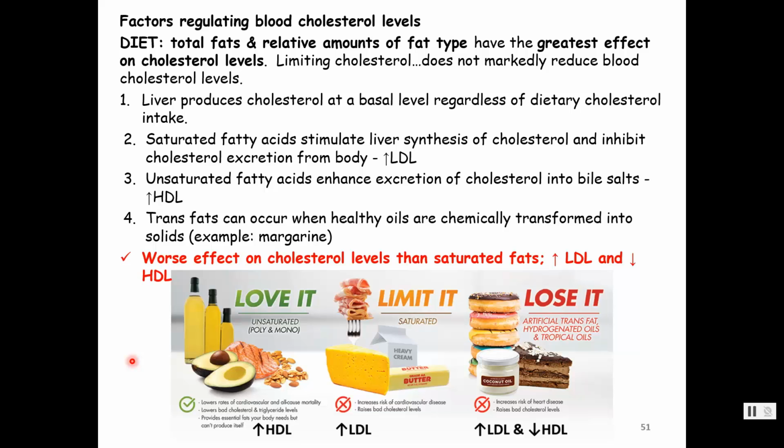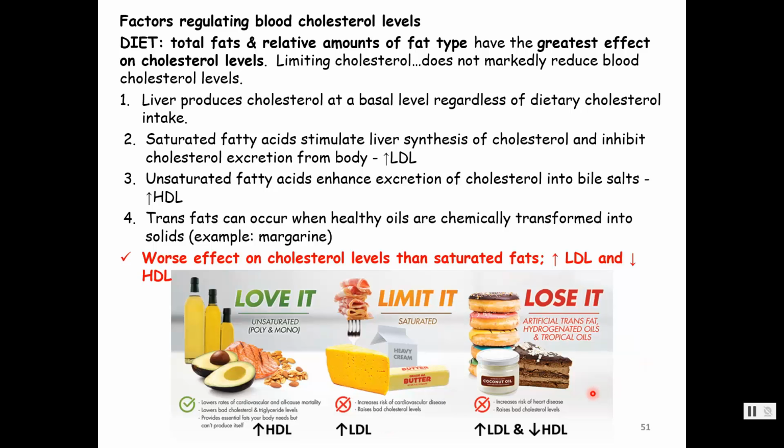Okay, so this was just sort of a summation about fats and cholesterol levels. So once again, we're down here. The reason why there are these recommendations on different types of fats, these unsaturated fats, the polyunsaturated and monounsaturated fats, is they actually enhance the excretion of cholesterol into bile salt, so they actually raise those healthy HDL, high density lipoproteins. You want to limit your amount of saturated fats because they actually stimulate the liver to synthesize cholesterol and inhibit cholesterol excretion from the body, so it actually raises those lousy, low density lipoproteins.